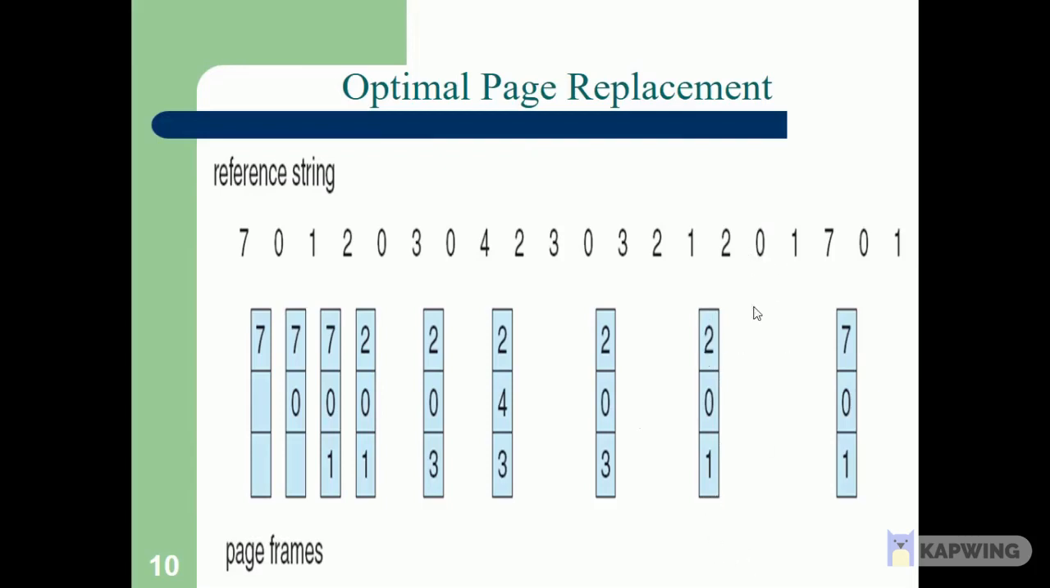So 2 is there, no page fault. 0, no page fault. 1, no page fault. Now next is your 0. So what will we replace? Because 2 also not comes, 1 also not coming up in the future. So we replace 2 with 7, because 0 comes and then 1 comes. 0 and 1 will not be replaced, so replacing 2 with 7. Then 0, no page fault. 1, no page fault. So total number of page faults are 1, 2, 3, 4, 5, 6, 7, 8, and 9. So total number of page fault in optimal page replacement is 9.